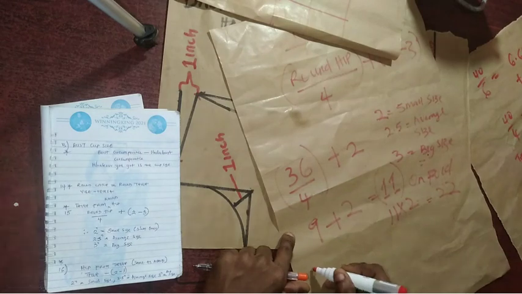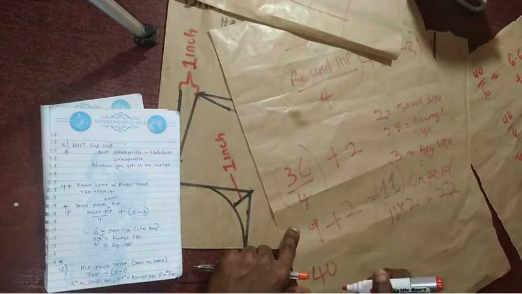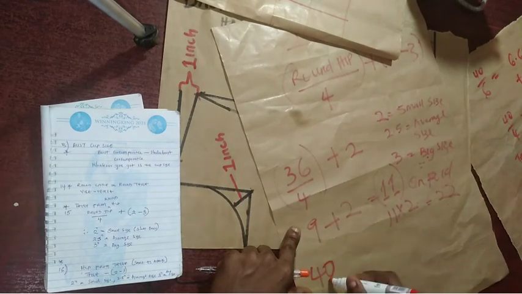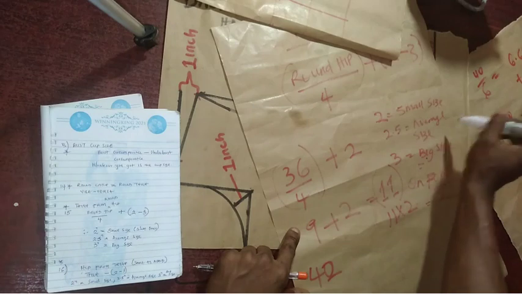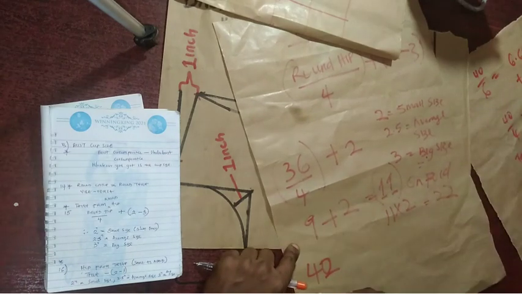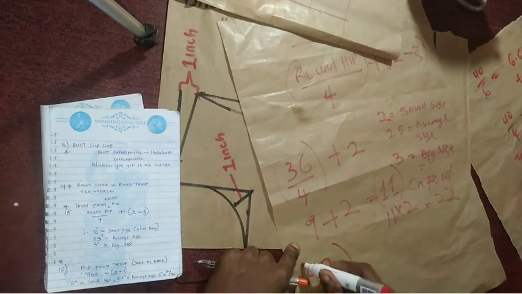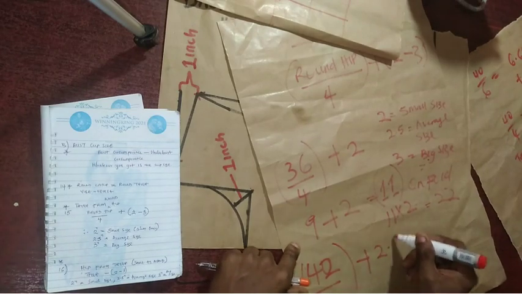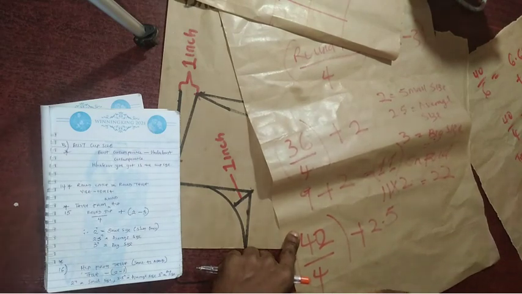Now, let's move over to the average size. Let's say someone who has a hip of 42, and you want to get the thigh. The person is on an average size level. All you're going to do is 42 divided by 4, plus 2.5.